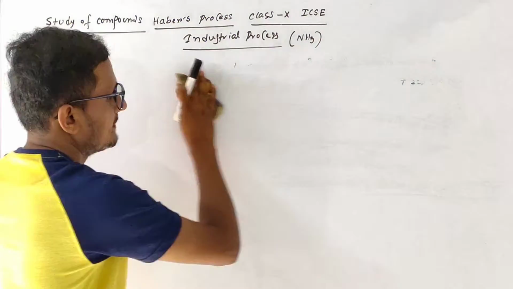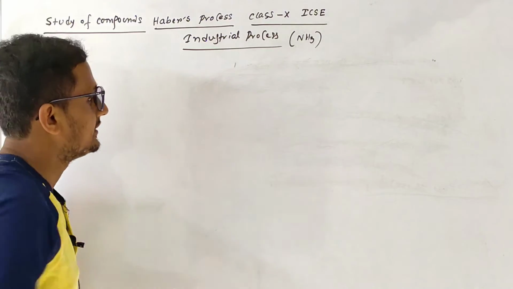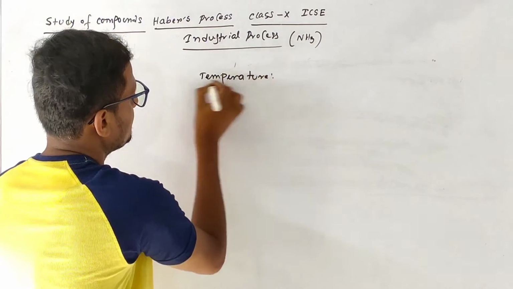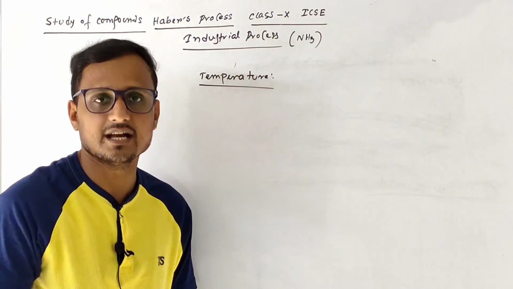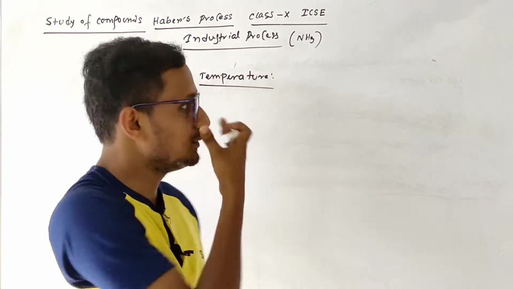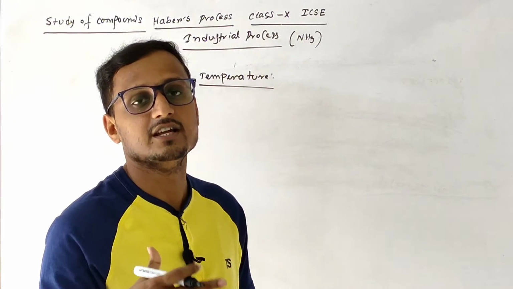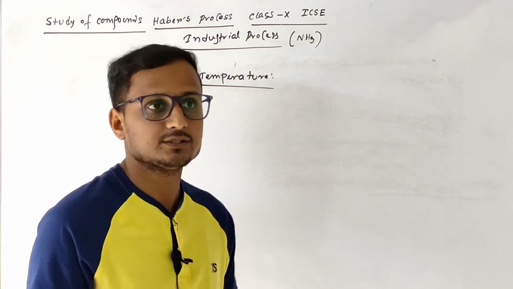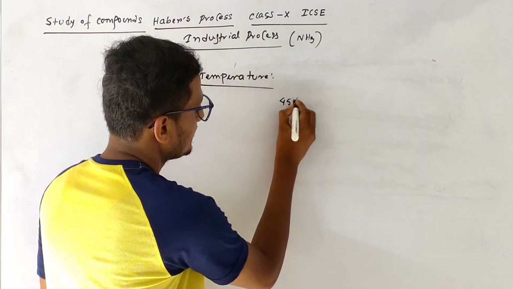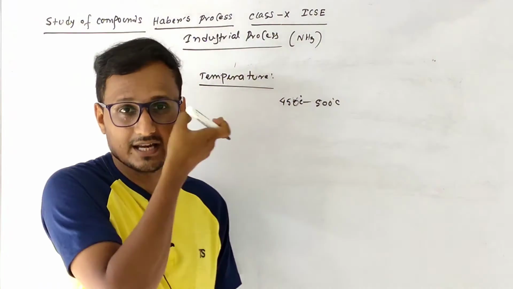The first condition is the temperature. The temperature we have to control. As it is an exothermic reaction, to make a good yield, we have to lower the temperature. We cannot heat to a very high temperature. That temperature is around 450 to 500 degrees centigrade. Around this temperature we have to control the reaction.